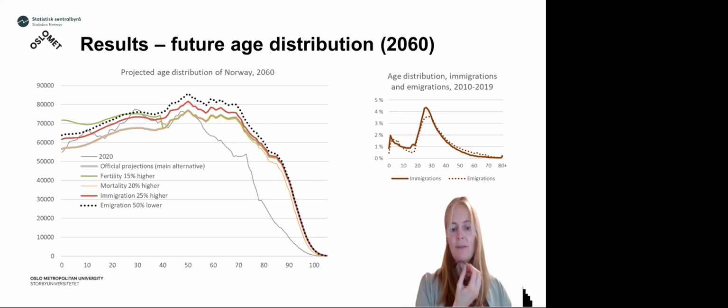And one obvious reason for this is that people emigrating from Norway are on average somewhat older than those who immigrate, as you can see from the figure right up above me. And some of those emigrating are also above age 65. So if emigration is reduced, there will be more people in Norway also above age 65. And that would need to be compensated for by a strong general reduction in emigration for all ages.